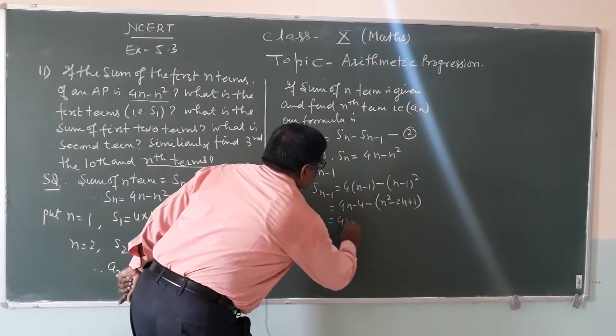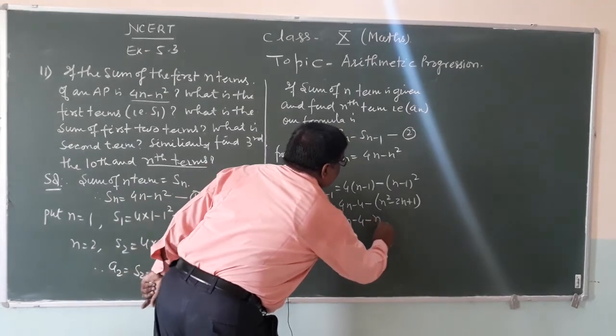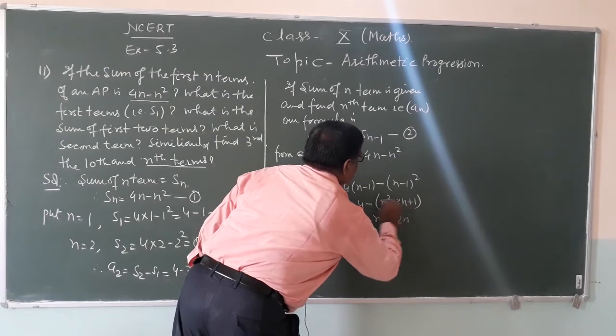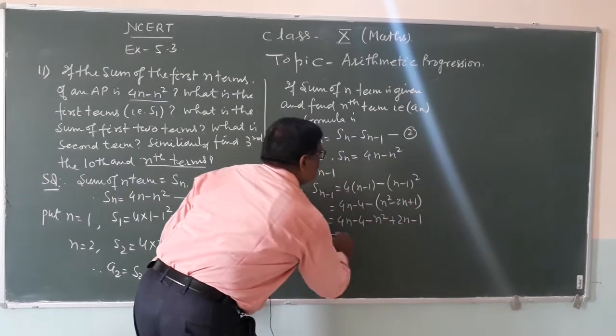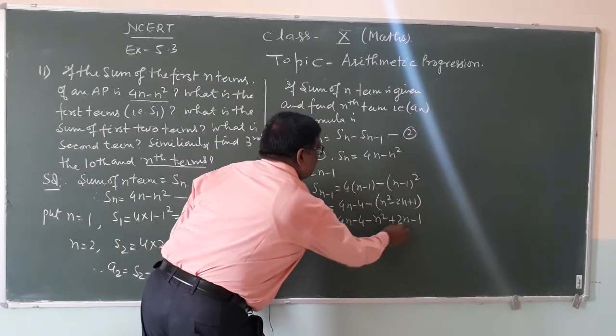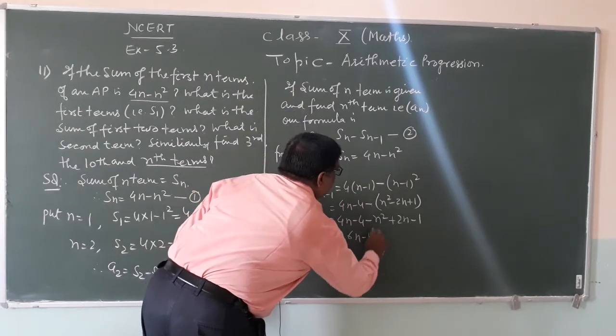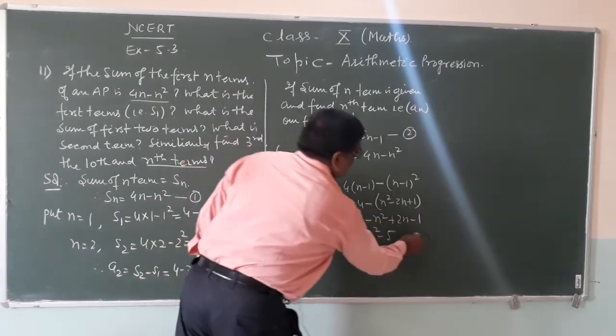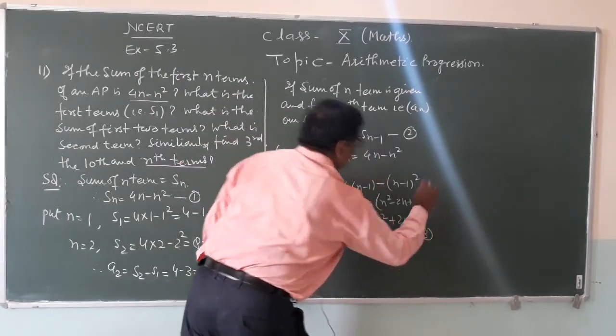Open the bracket: 4n minus 4 minus n square plus 2n minus 1. So, it can be written as 4n plus 2n, that is 6n, minus n square, minus 4 and minus 1, that is 5. This is equation number 3.